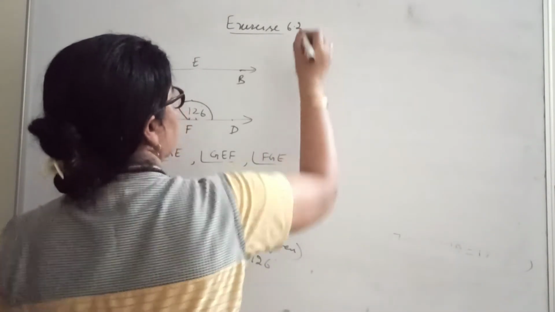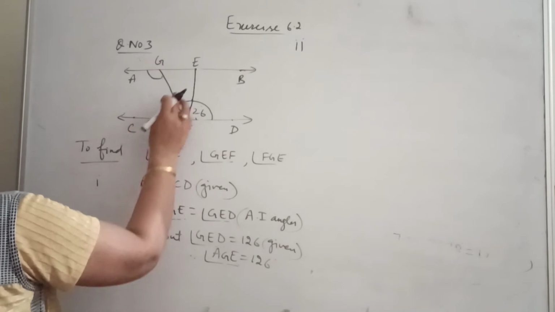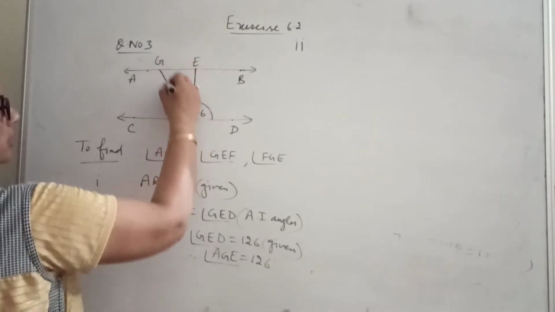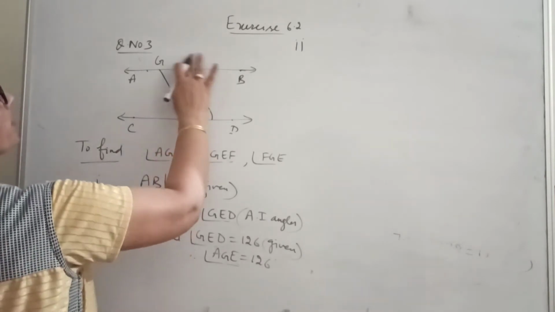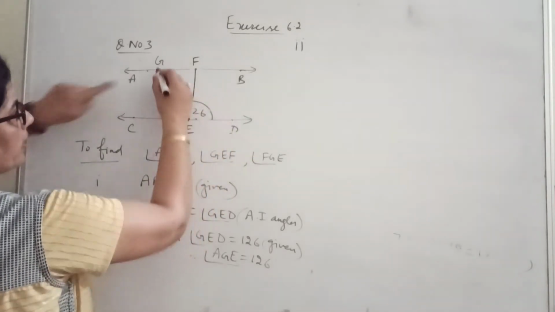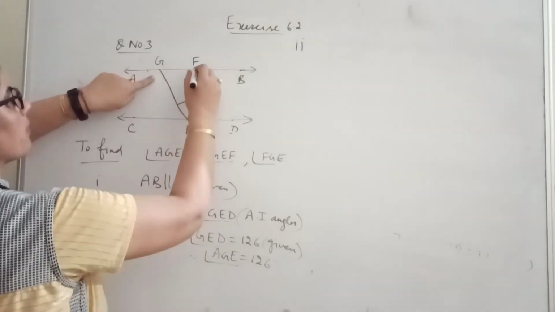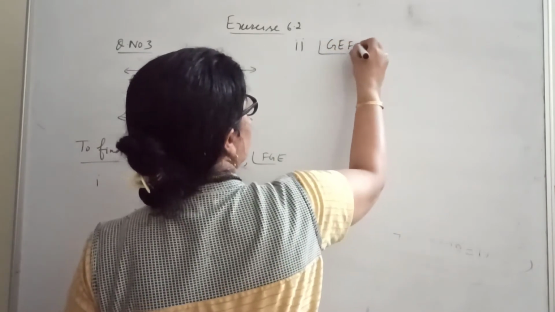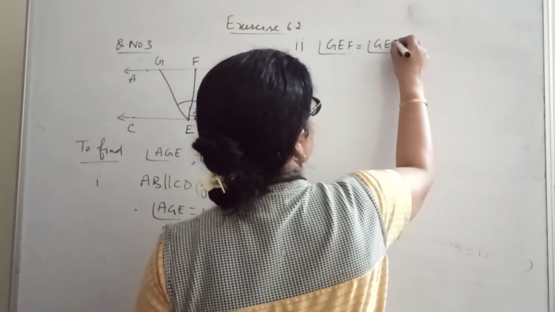Now second part. In second part he is saying find angle GEF. This angle we want to find, GEF. You know GEF. What is GED? Here it is F here and it is GE. Measure of GED is 126. Measure of FED is 90. So GEF is the difference of these angles. How will we write? We will write angle GEF is equal to angle GED minus FED.